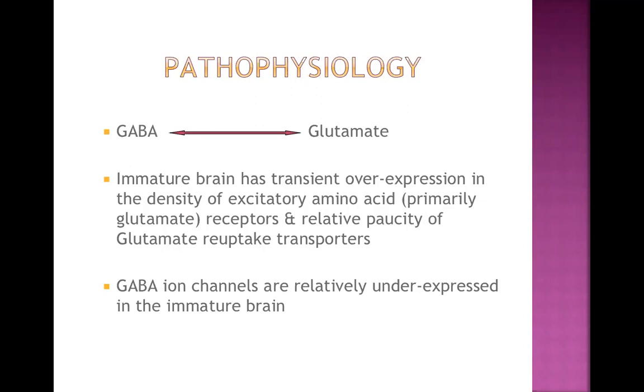in the neurotransmitter junction, or we can also call it the synaptic junction. At the same time, the GABA channels or GABA ion channels are relatively underexpressed in the immature brain. So the activity of inhibitory neurotransmitter is already less. So only the excitation occurs. As a result of that, seizure is very common.